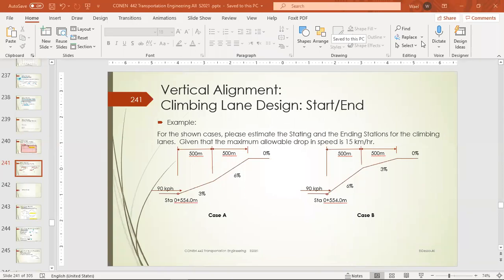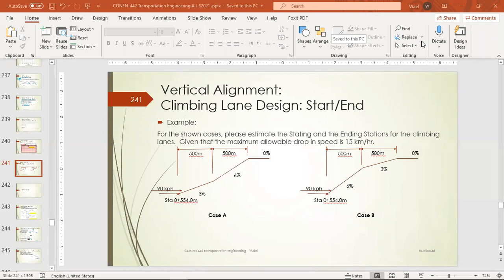Welcome to this lecture. Today, inshallah, we're going to have an example for climbing lane design, the starting and end of the climbing lane. So we have this example. It shows two cases where we have a 3% upgrade and 6% upgrade, and both grades are for 500 meters. And case 2, case B, has the same elevation difference, but we have the 6% preceding the 3% upgrade. And now we want to identify the starting and ending of the climbing lane.